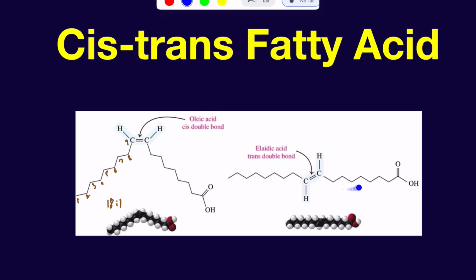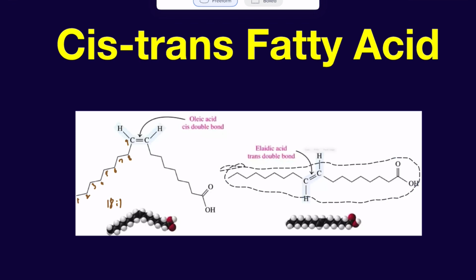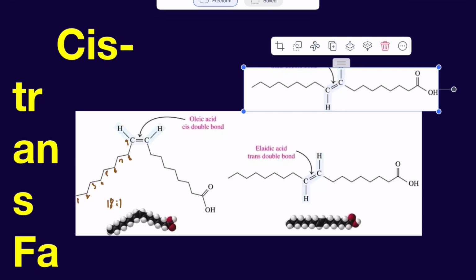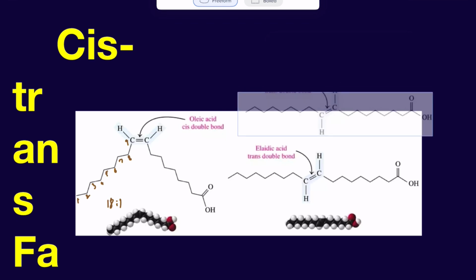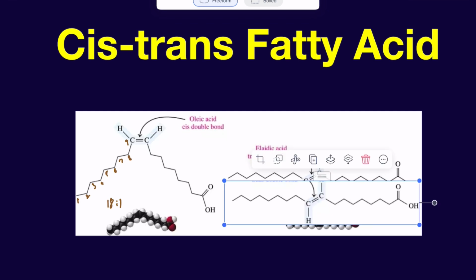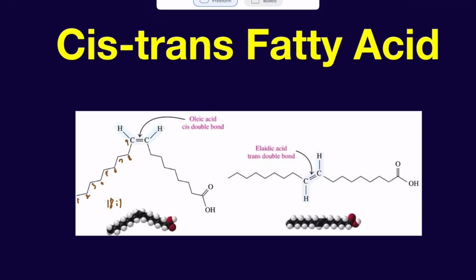If I get another molecule of this, just as an example, let's say I copy this and paste another one of this. If I paste another one right there, it will stack right on top of that. But that's really not going to be the case when you look at a cis fatty acid in that particular case.